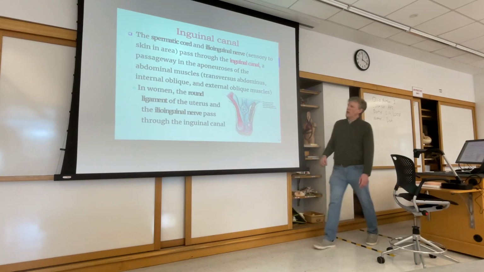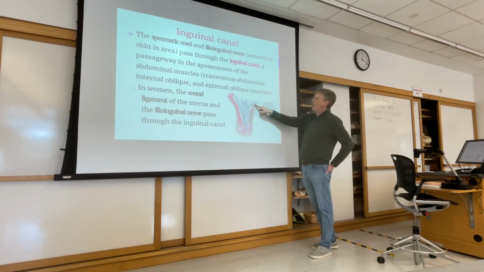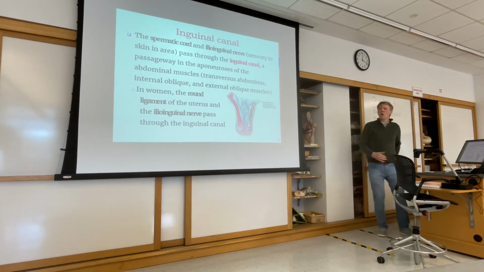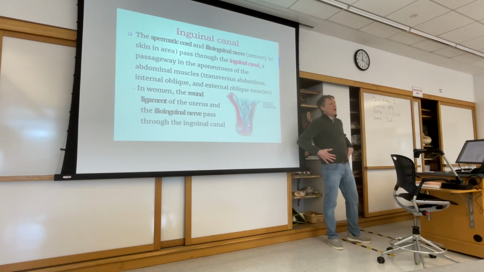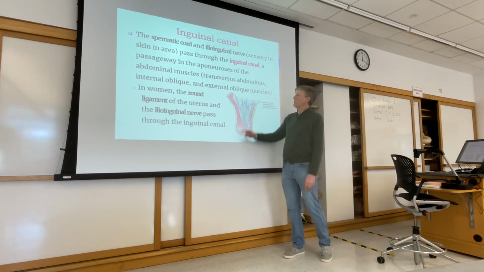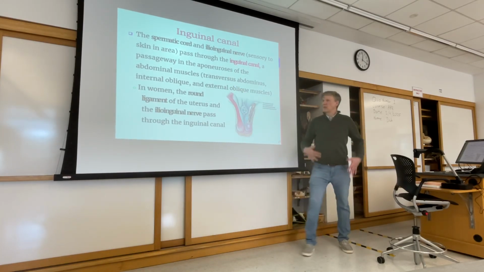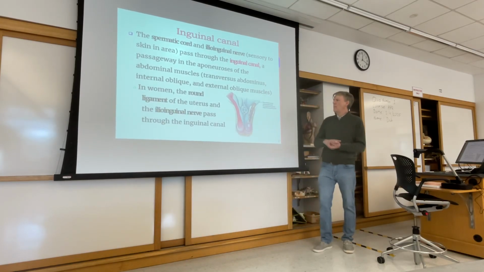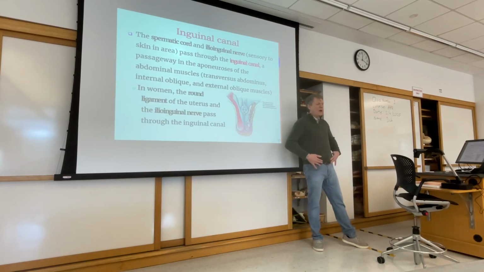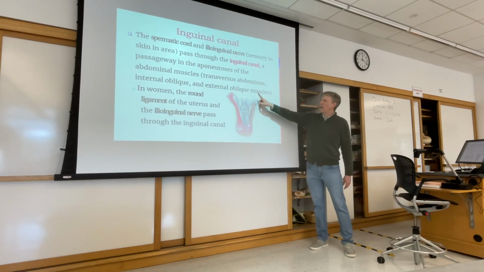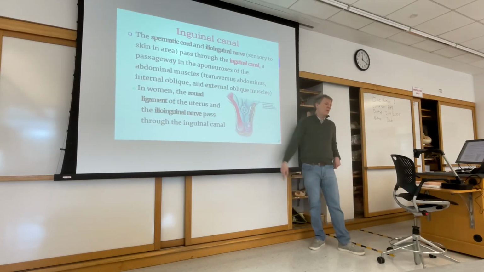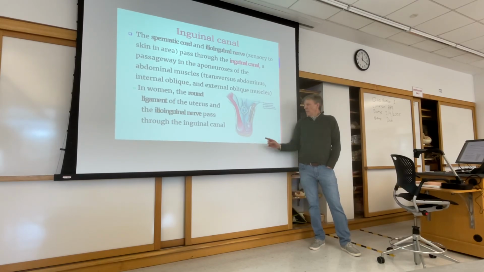Now the spermatic cord actually travels through a little passageway in your abdominal muscles called the inguinal canal. You may remember from A&P1, you basically have three muscles that form your abdominal wall. The deepest one is the transversus abdominis, then you have an internal oblique, and then you have an external oblique. But down by your lower pelvis, there's a little opening in those three muscles, and that's called the inguinal canal. The spermatic cord passes through that inguinal canal, and then it connects to the testes down there.